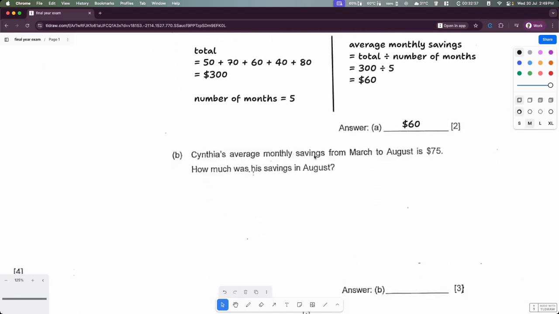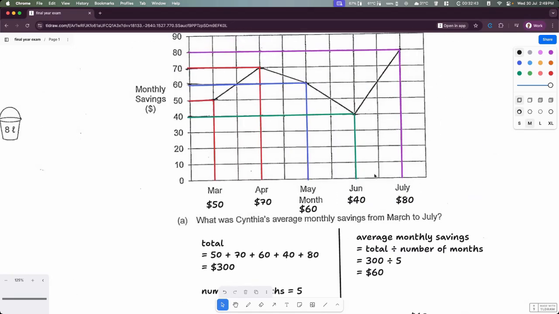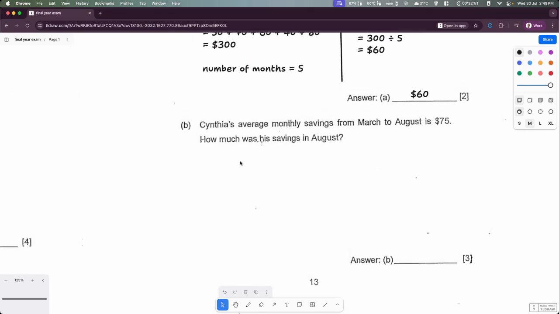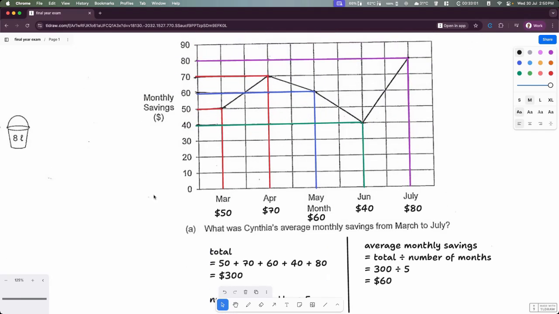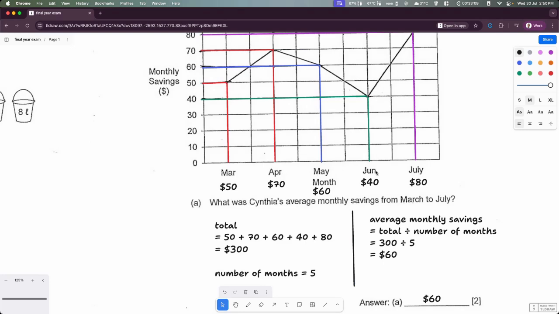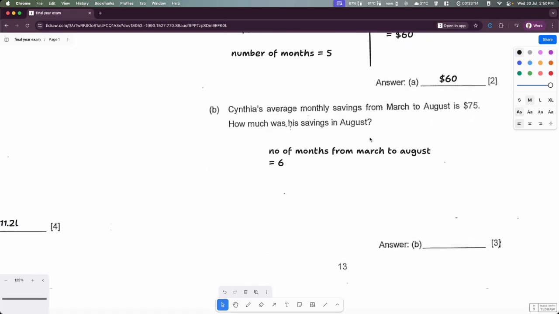Cynthia's average monthly savings from March to August is $75. How much was he saving in August? Okay, so number of months from March to August, you need to know, right? Number of months is actually 6: March, April, May, June, July, and August. So this is 6, right? 1, 2, 3, 4, 5, yeah, 6. Then for us, we already know our total is $300.